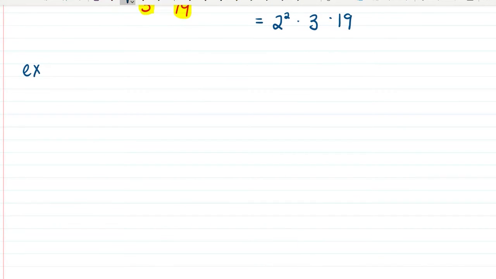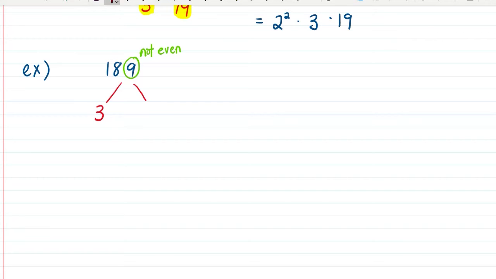Example 2. This time let's try 189. 189 is not an even number because 9 is not an even number, so that means we won't be able to divide 189 by 2. So let's move on to the next prime number, which is 3.